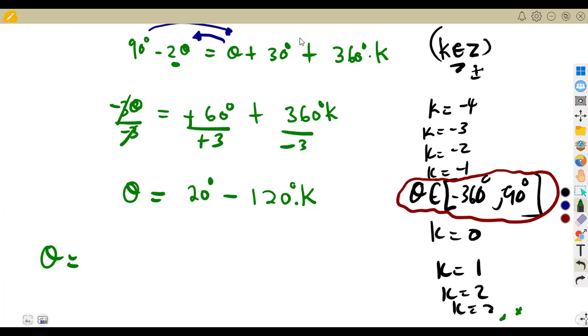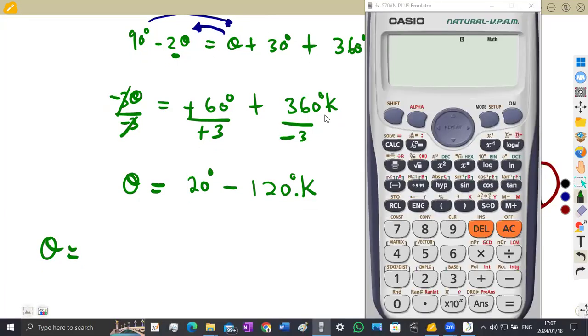All right, this is it. We said let our k be equal to 4. Let me show you the screen of where we've got our calculator here. On your calculator, you're going to simplify 20 degrees minus 120 times k. We said let our k be 4. I want you to see what's going to happen there. Our answer is minus 460.